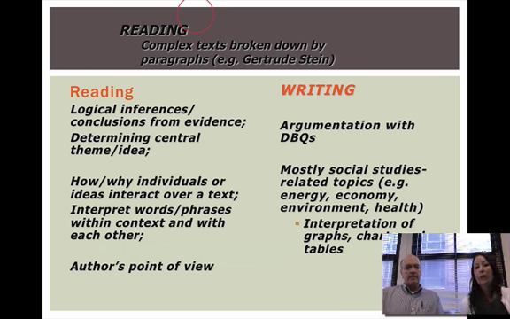With regard to the reading comprehension, there's logical inferences and conclusions that you're making based upon the evidence that you're seeing in the actual passage. So you want to ask yourself how and why individuals and ideas interact over a text. You want to interpret the words and phrases within the context. And you want to understand the author's point of view. Now in writing, it's very much like the Common Core state standards, with a heavy emphasis on writing arguments. So we have a slide later, we'll talk about the organization of an argument. But you should study how to write an argument clearly, because that will really help you get through the exam.